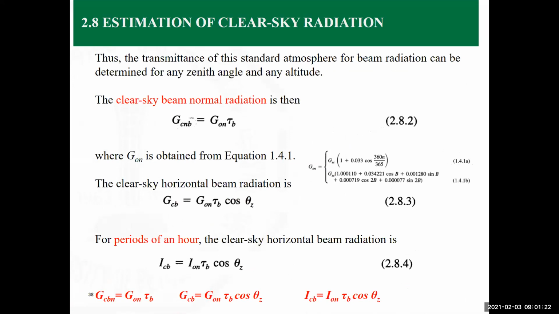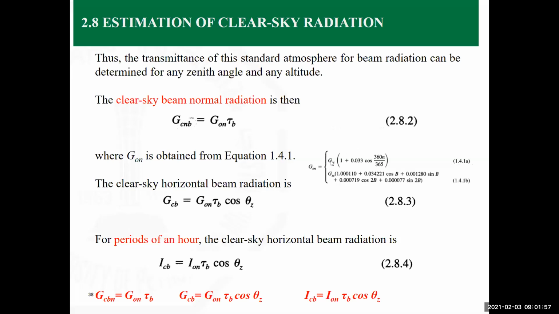The clear sky normal radiation would then be defined as a ratio of G_on, which is the normal terrestrial radiation falling outside of the atmosphere. And this can be calculated for different days based on this equation. This equation I just copied from chapter 1. Instead of saying that, you may refer to equation number 1.4.1 a or b. So I just brought it here so that you would know how the value of G_on can be estimated.